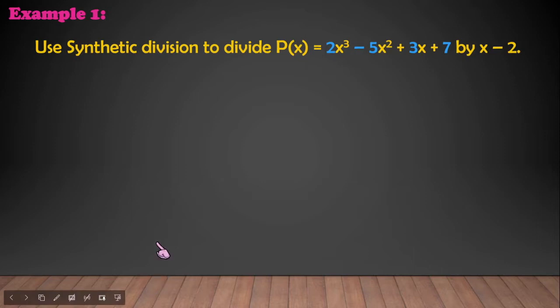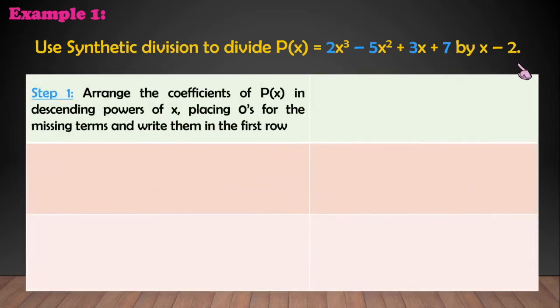Now let us have this example. Use synthetic division to divide 2x cubed minus 5x squared plus 3x plus 7 by x minus 2. Now, the first step is to arrange the coefficients of P of x in descending powers of x, placing zeros for the missing terms and write them in the first row.